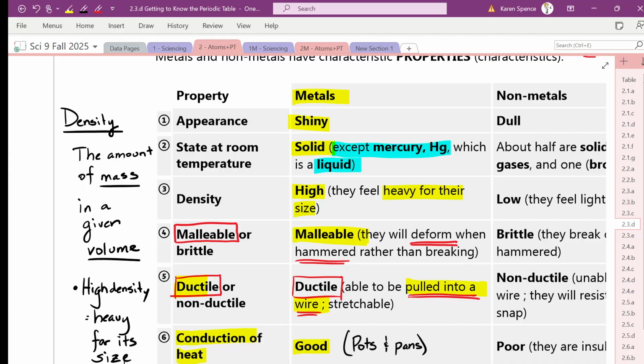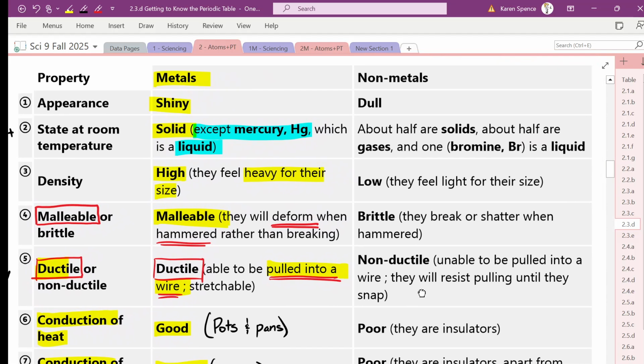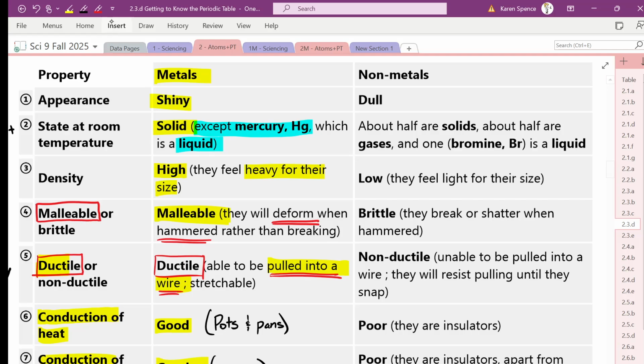Here we go. In general, nonmetals are not shiny, they are dull. Nonmetals are solids and gases, except for one, which is bromine, which is a liquid. Are nonmetals generally dense, high density, or low density? Wood is made of nonmetals. Low density or high density? Low density.